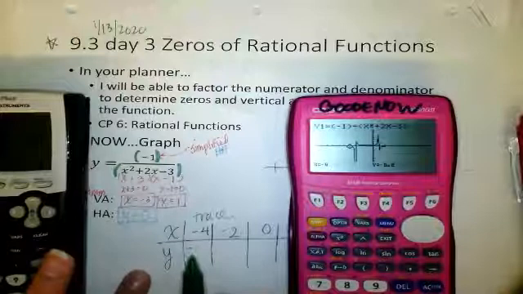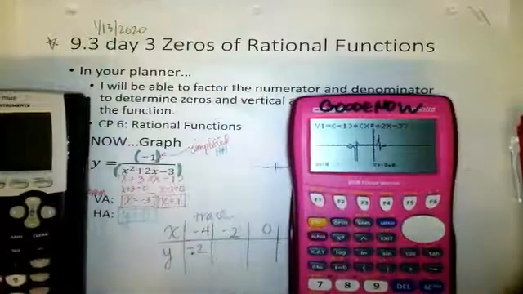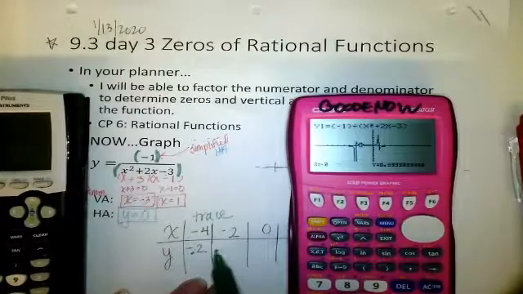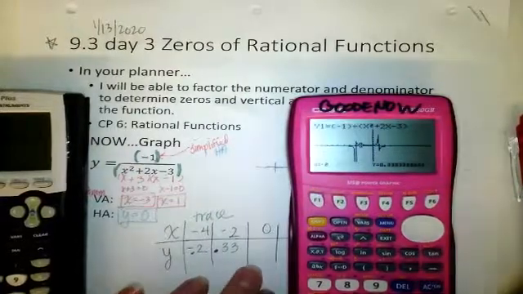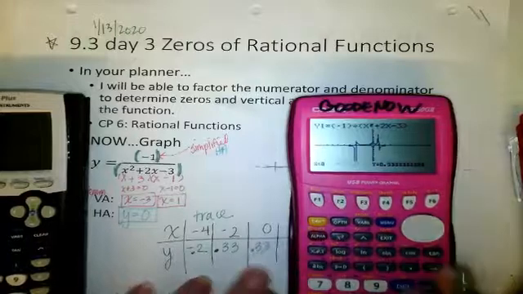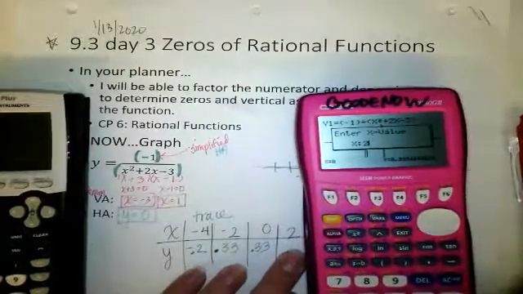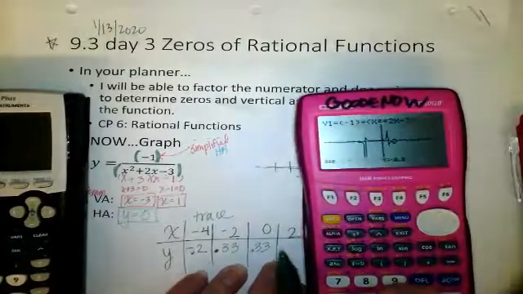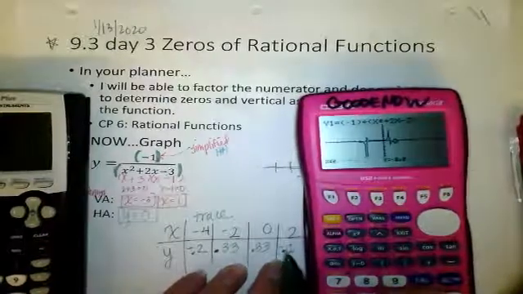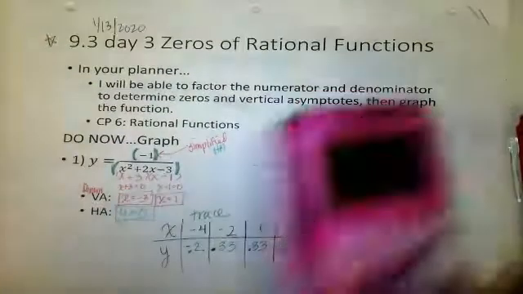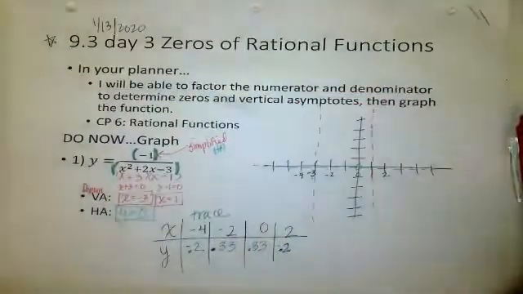And we get -0.2. Or you can type in -2 and enter, and we get 0.33. 0 and enter, we get 0.33. And 2 and enter, we get -0.2. Both calculators have that trace.